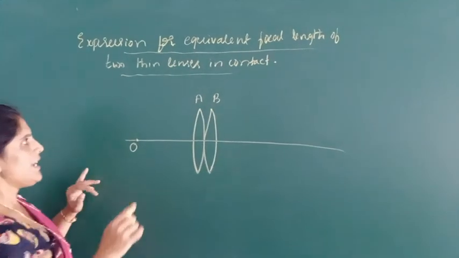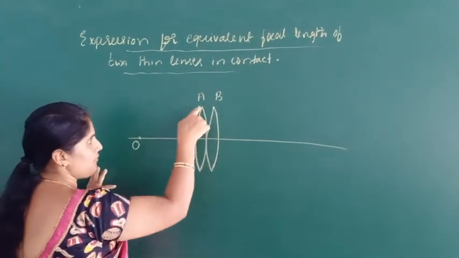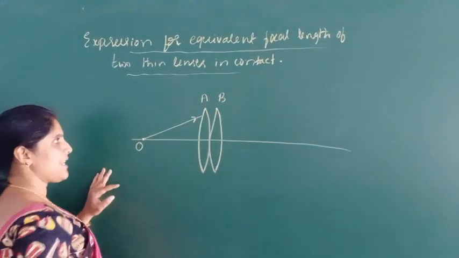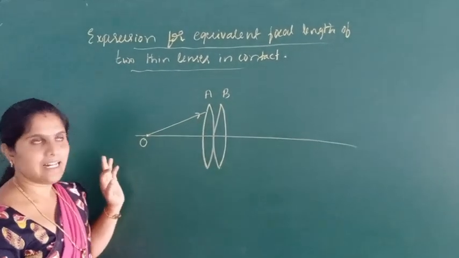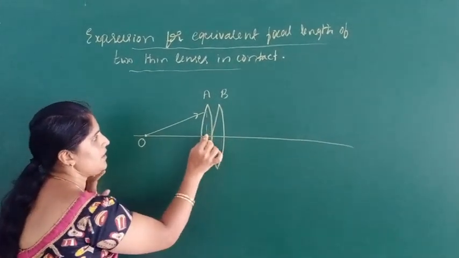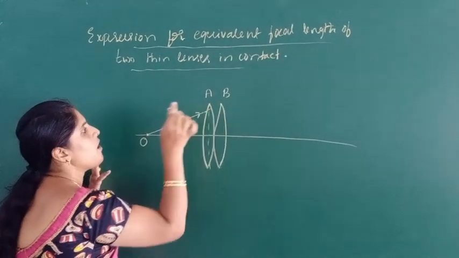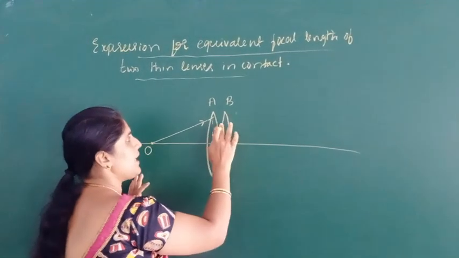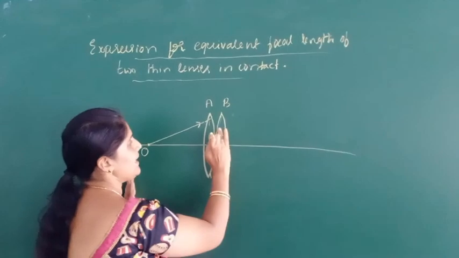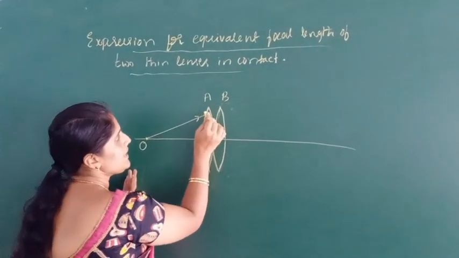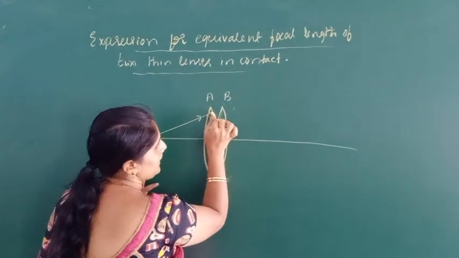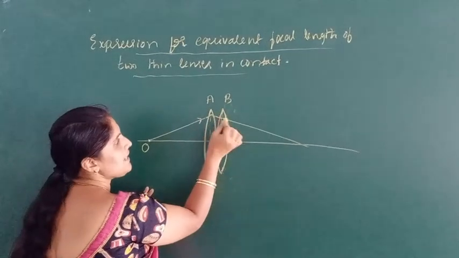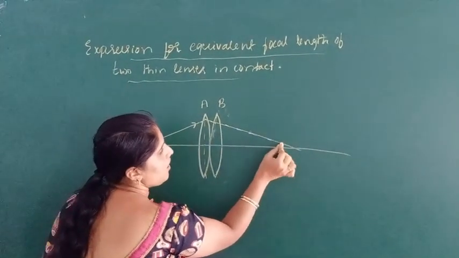A ray of light is incident on the first lens, that is A. This is the optical center and this one is the incident ray. After incidence, it gets refracted. But in this case, we assume that in the absence of the second lens, this incident ray gets refracted along this direction.